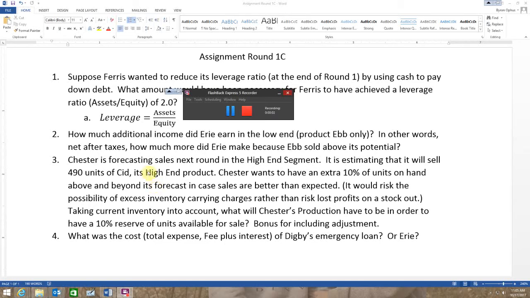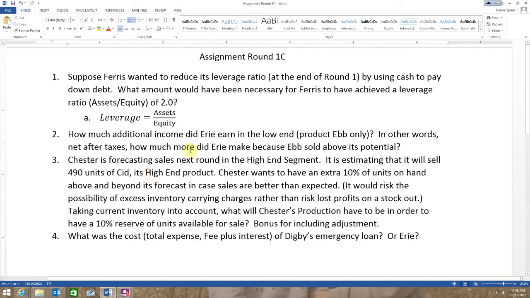Well, for those of you unfortunate enough to not have won round one, let's take a look at what assignment you need to do. So, first question is, suppose Ferris wanted to reduce its leverage ratio at the end of round one by using cash to pay down debt. What amount would have been necessary for Ferris to have achieved a leverage ratio? Right? And leverage is assets divided by equity as defined in our game.